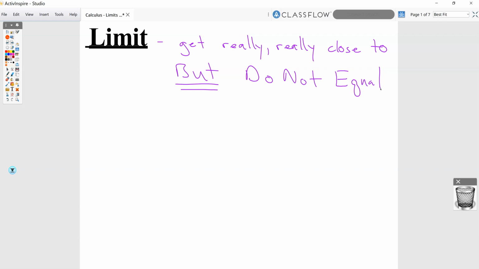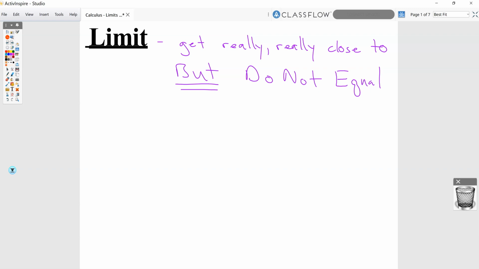Even when I start introducing all of the mathematical ideas in just a moment, I want you to remember as we go through this unit that when we talk about doing the limit of a function or calculating a limit, what we mean is we're going to get really, really close to, but do not equal. Now, let me be a little more precise with that.